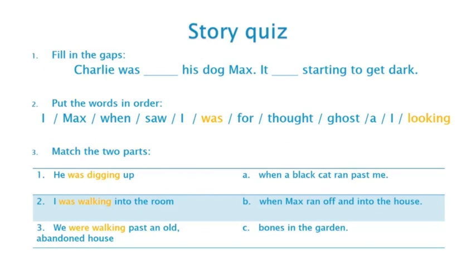Exercise number 3. Match the two parts. 1. He was digging up. 2. I was walking into the room. 3. We were walking past an old abandoned house. A. When a black cat ran past me. B. When Max ran off and into the house. And C. Bones in the garden.